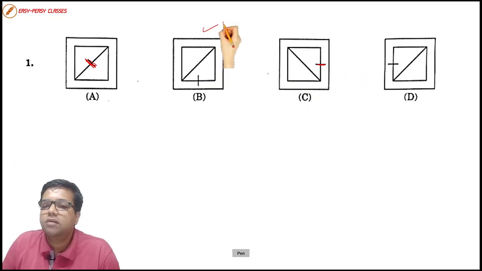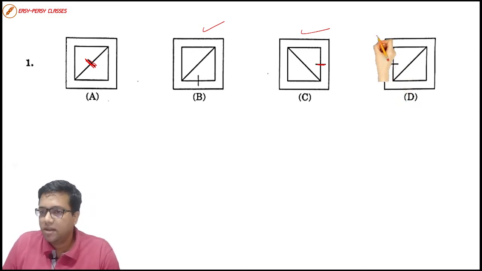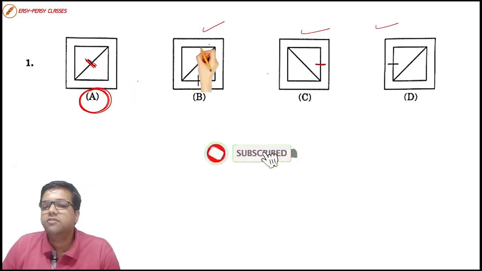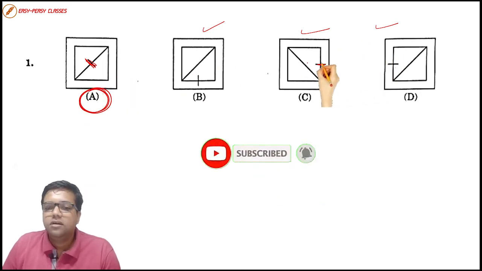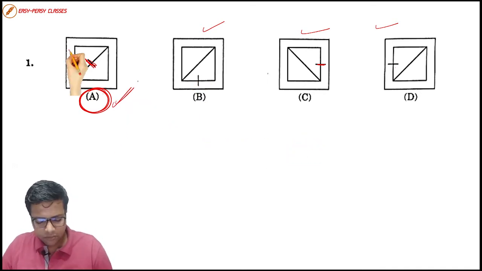So these two somehow are similar, and the third one is also not having any cut over the diagonal, but is having a line over one of the sides of the square. So these three are similar. This one is different from all the three in question number 1. So this is going to be our answer. Let us move to the second question.